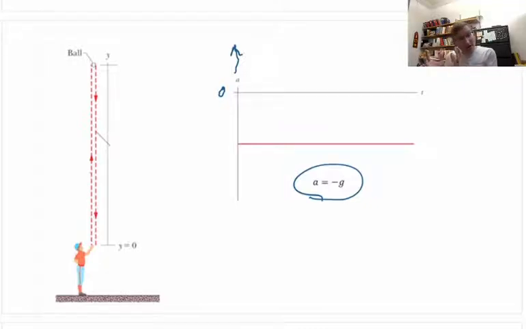Negative, and then g is 9.8 meters per second squared if we're doing SI. So, our acceleration graph has got to be constant. It's got to be a horizontal line, and it's got to be at the value negative 9.8. And so it's just got to be a horizontal line going straight across on the negative side of a. And it's constant, right? So that's why it's horizontal.